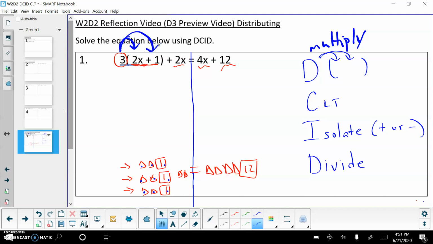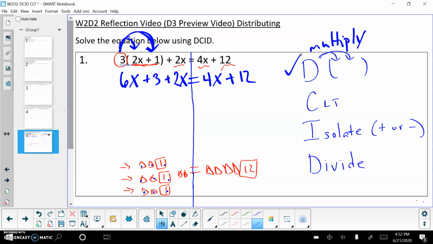So my first step would be to go, okay, 3 times 2x. And you can only multiply the numbers. The letter just comes with it. So 3 times 2 is 6, and then the letter comes with it, 6x. So 3 times 2x is 6x. And then I do the 3 times the 1. And 3 times 1 is 3, and since it's positive, I'm going to do a plus 3. I don't multiply to the 2x on the outside because it's not a part of that set. So I'm just going to write it down because I haven't done anything with it. And then on the other side, I've got my 4x and the 12. That is the distribution step.